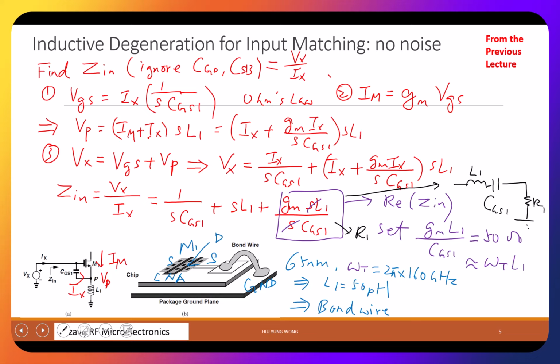So I came back to just remind you that this is Z-in. Yes, this is a complicated circuit. But once we got the formula, this is the expression of Z-in. Isn't it just equal to this impedance plus this impedance plus this impedance?